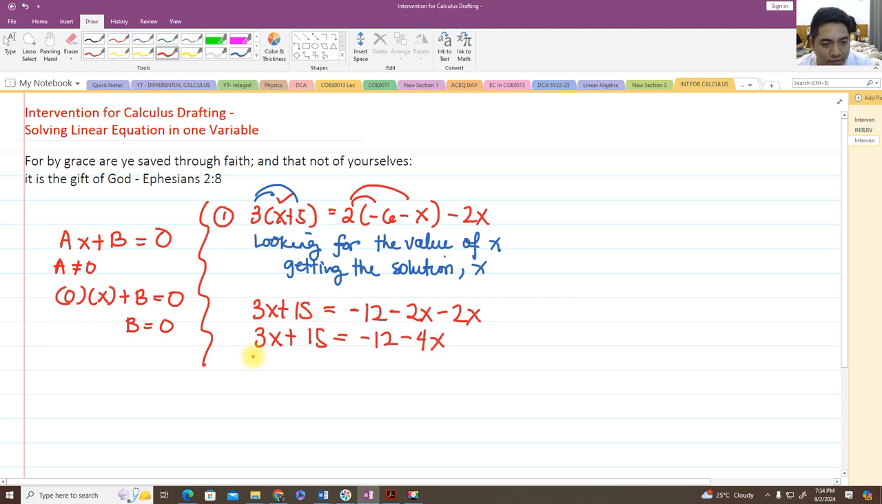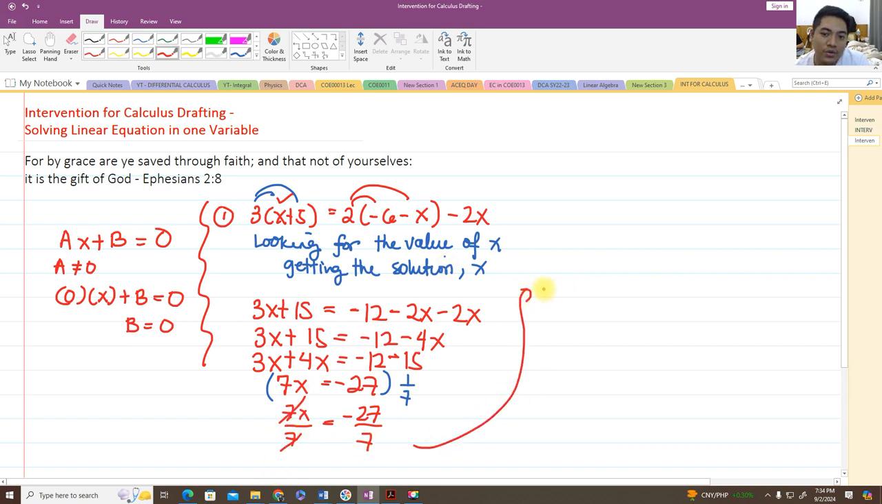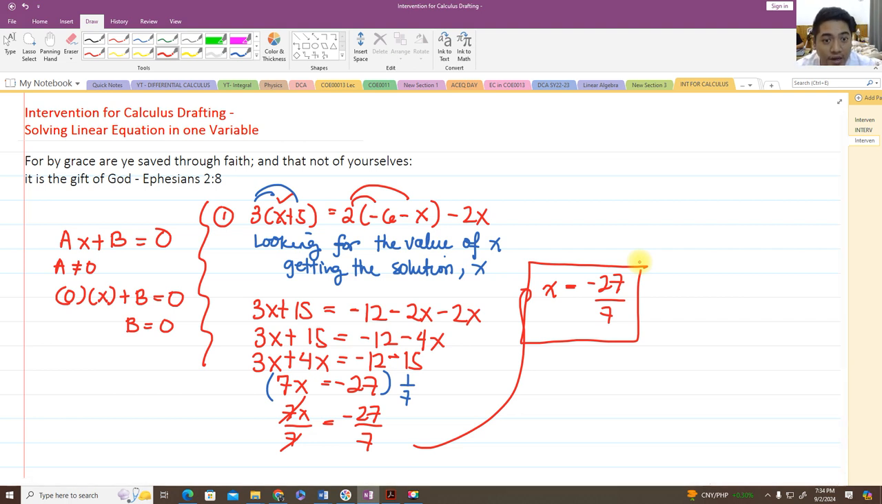So combining like terms, we have 3x plus 4x, transpose this on the other side. Then we have negative 12 minus 15, so that we have 7x equals negative 27. Okay, dividing both sides by 7, so that you have 7x all over 7 equals negative 27 all over 7. So the value of x that would make this equation true is x equals negative 27 all over 7. Okay? That is the value or the root or the solution of this x.